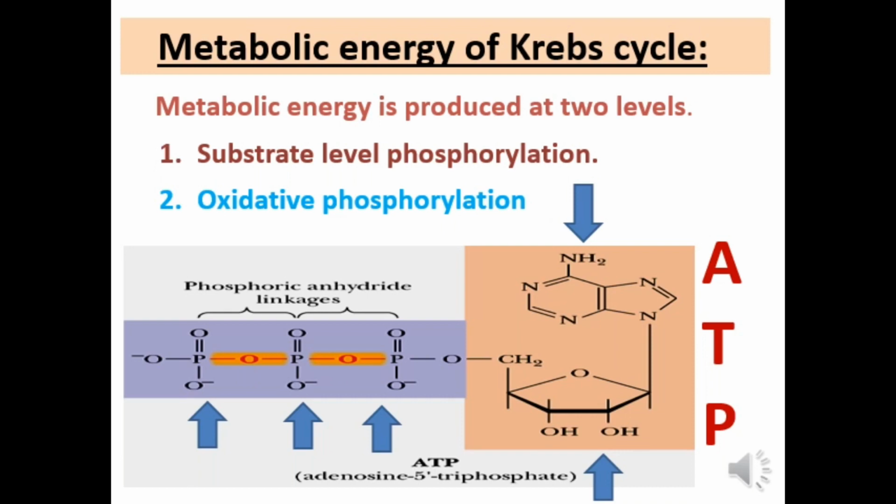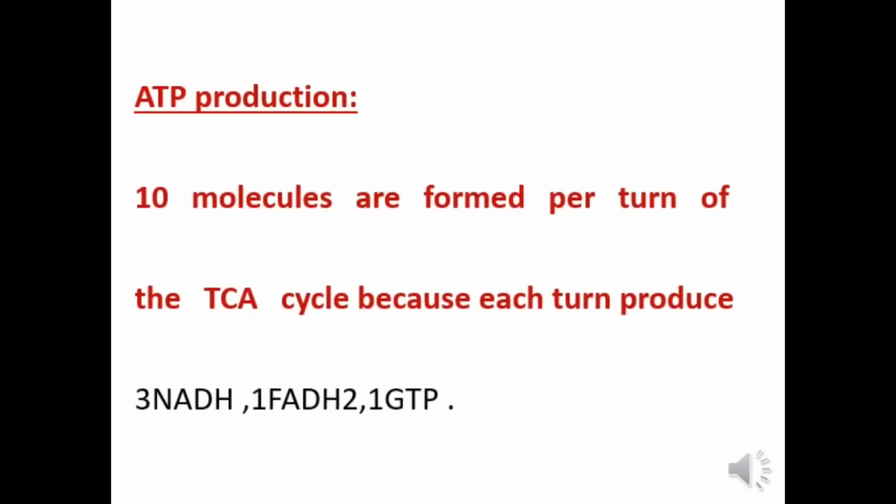ATP production. 10 molecules are formed per turn of the TCA cycle, because each turn produces 3 molecules of NADH, 1 molecule FADH2, and 1 GTP. Each of NADH through the respiratory chain produce 2.5 ATP. 3 multiplied by 2.5 equals 7.5. And the FADH2 produce 1.5, the total 9, and 1 GTP, the total is 10 molecules of ATP.